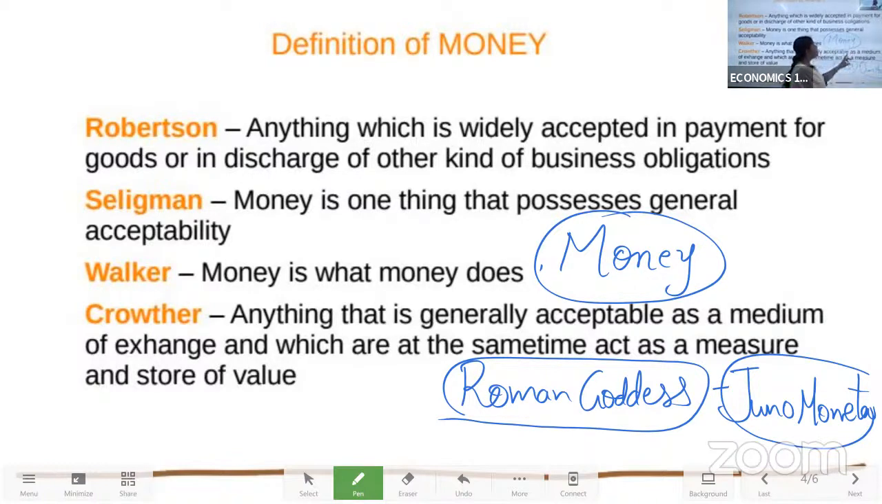Okay, so this is a little bit of introduction to money. What you have to write is: money plays a very important role in overcoming the difficulties of the barter system. Money was introduced. The word money has derived from the Roman goddess's name, that is Juno Moneta. Okay. Next, we go with the definitions of money.